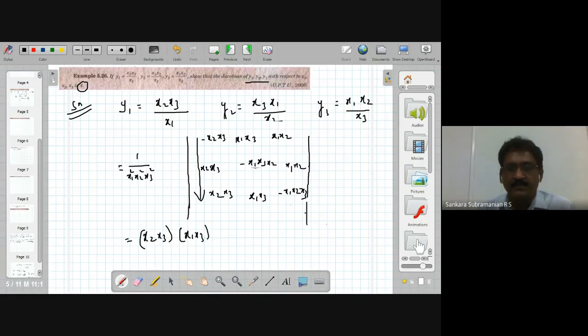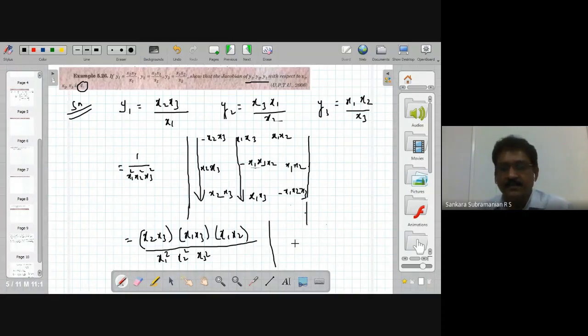Please take it out. And in the third column, we can find that x1, x2 is common. Please take it out. Divided by, already we have the terms x1 square, x2 square, and x3 square in the denominator. So we get a determinant like this. After all these steps, you will have minus 1, 1, 1, then 1, minus 1, 1, and 1, 1, minus 1.